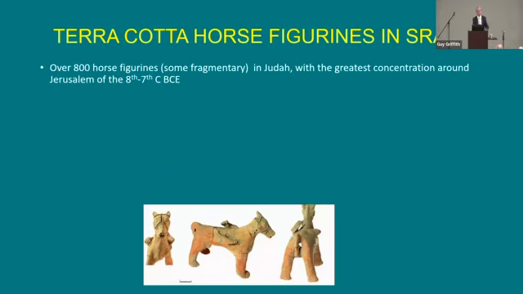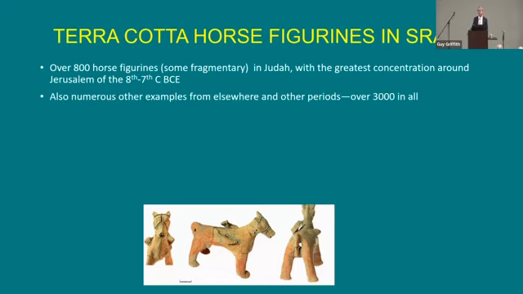So horses are really important because of all the images. No other image is more well documented in Israel than the horse. There are over 800 horse figurines, some fragmentary, in Judah alone, most of them concentrated in Jerusalem. If you count other horse figurines from ancient Israel, other periods, there are over 3,000 of them. No other animal is so well documented in iconography as the horse.